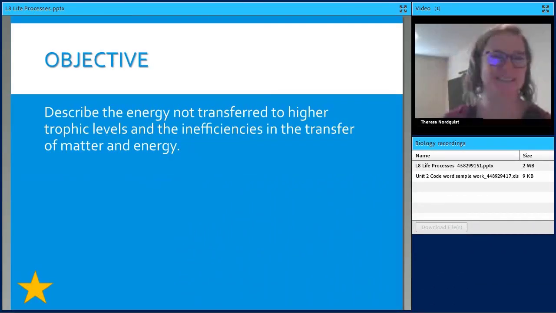Weird name, but whatever. The objective is to describe the energy not transferred to higher trophic levels and the inefficiencies in the transfer of matter and energy. A star indicates that a quick check question is being covered. And if you want to download this PowerPoint, you can in that file pod right below.